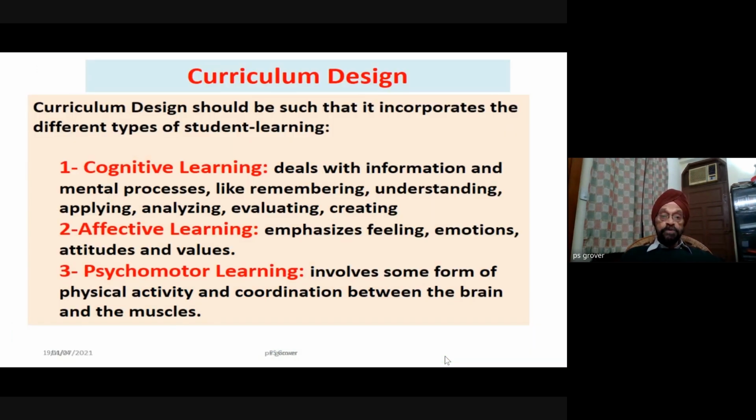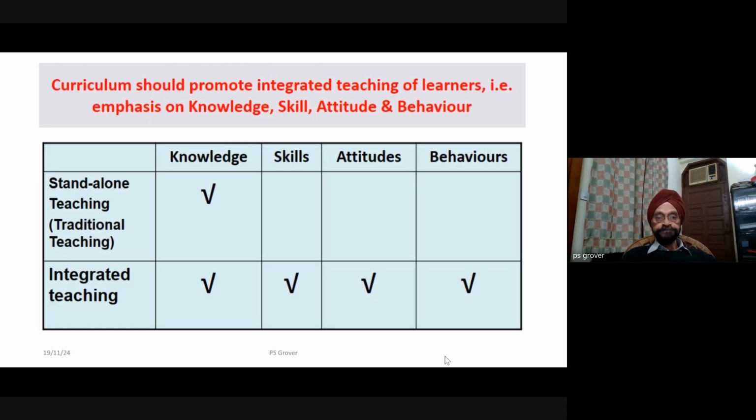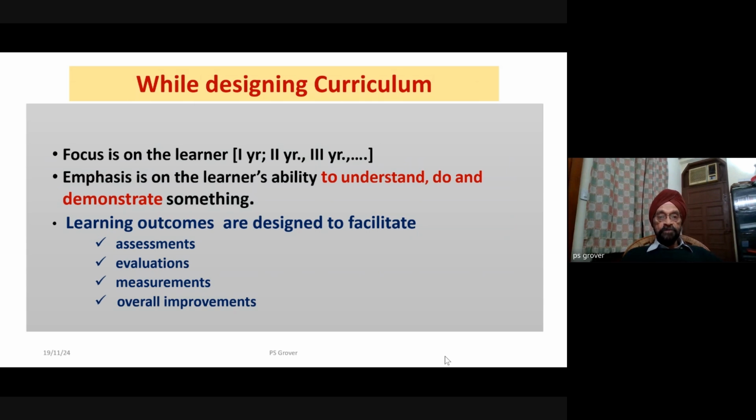So curriculum design should be such which takes care of the cognitive learning, affective learning, and psychomotor learning. Curriculum design should incorporate different types of student learning, cognitive, affective, and psychomotor. So curriculum should promote integrated teaching of learners, that is emphasis on knowledge, skill, attitude, and behavior. Integrated means address all. Presently, we are focusing only on the knowledge, partly on the skill, but that is not enough. So while designing curriculum, focus is on the learner.